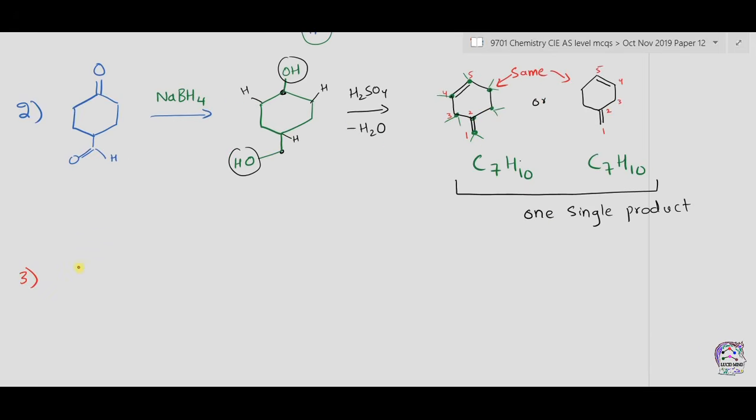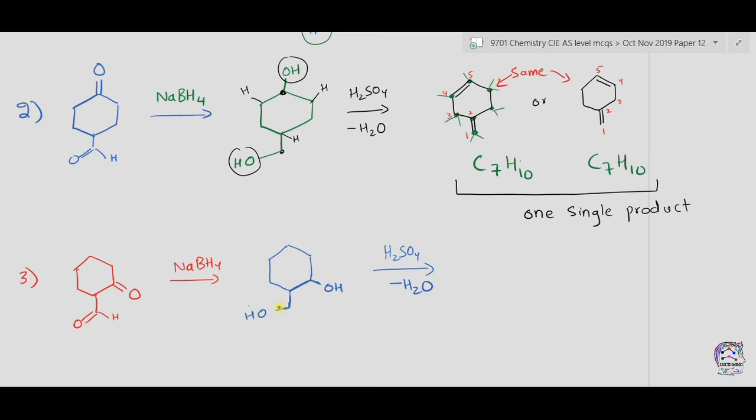Moving towards option 3, we have this structure where a carbonyl carbon is present on this carbon and on this carbon. The first reaction is reduction. The ketone will be converted into a secondary alcohol and the aldehyde is converted into a primary alcohol. In the second step, dehydration will occur in the presence of sulfuric acid.